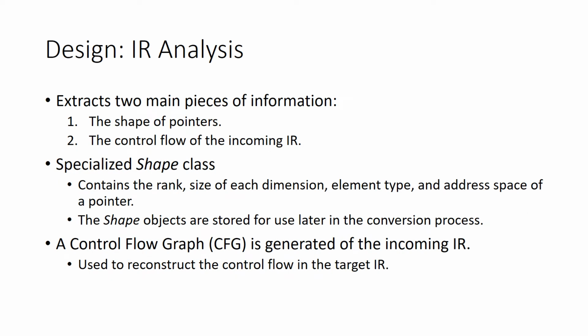The next stage is IR analysis. The purpose of this stage is to extract 2 main pieces of information: the shape of the incoming SYCL argument pointers, and the control flow of the incoming IR. The shape information of pointers is stored into a specialized shape class, which contains the rank, size of each dimension, element type, and address space of a pointer. Later in the conversion process, the shape information can be looked up and used to generate memref arguments.